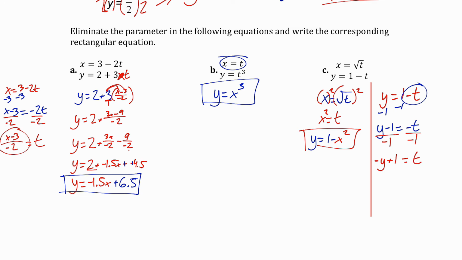Finishing this off, we're going to plug that into the other equation. We had x equals the square root of t, but now we know t is equal to negative y plus 1. These are two different versions of the same rectangular equation. One's the version solved for y, the other one's the version solved for x.